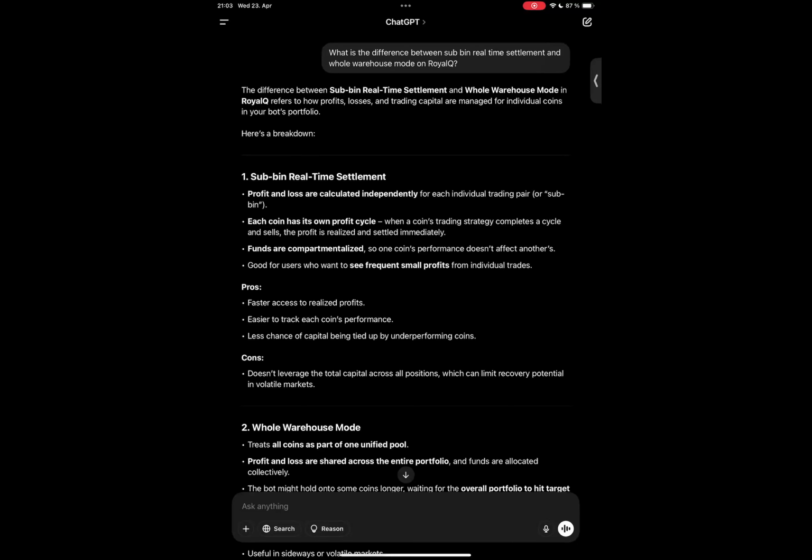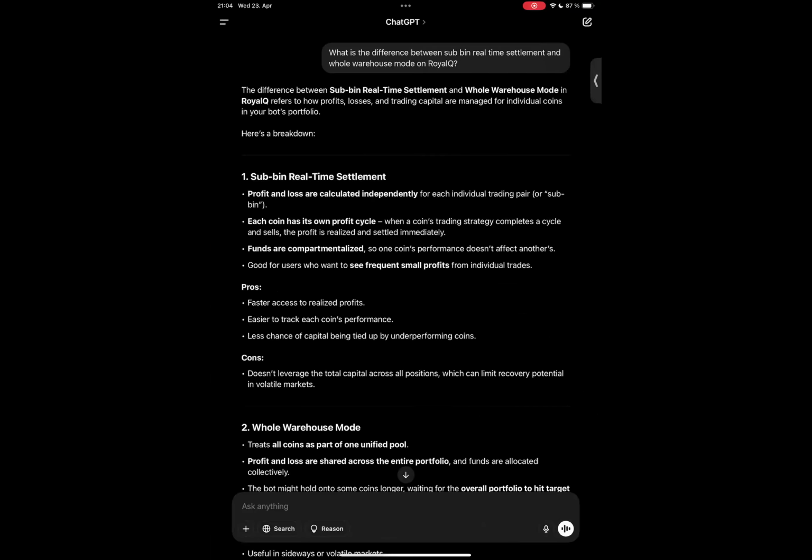Everything in this world has pros and cons. But sometimes the cons outweigh the pros or the pros outweigh the cons. So let's look at this one. Pros, meaning the positive ones: faster access to realized profits. Easier to track each coin's performance. Less chance of capital being tied up by underperforming coins. Cons: doesn't leverage the total capital across all positions, which can limit recovery potential in volatile markets.